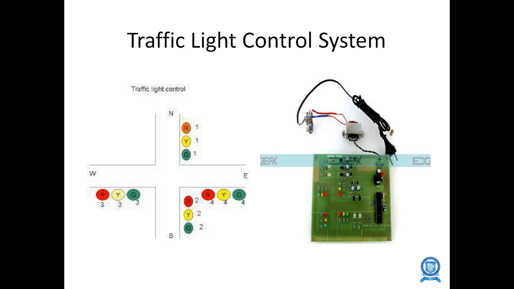So this is the traffic light control system interface, in which R, Y, G are red, yellow and green bulbs. The connection between R, Y, G is shown in a circuit.